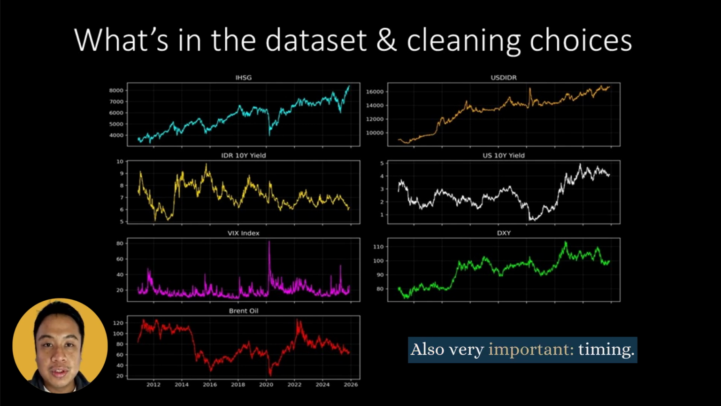Also very important, timing. US variables update after Indonesia market hours. So when you see VIX leads IHSG, part of it can be genuine information flow, and part can be the clock. In this project, I treat that as part of reality, but I interpret it carefully later.